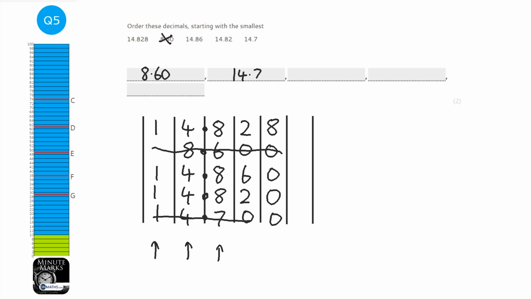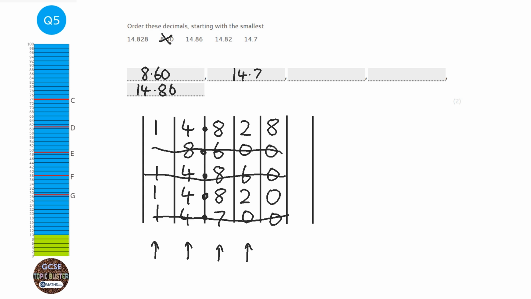So I can cross that one out. All the other three have tied because they're all 8. So I move on to the next column. Now, looking at this, there's 2 2s and a 6. Now that 6 is definitely the biggest number. So I could fill that in as the biggest number.